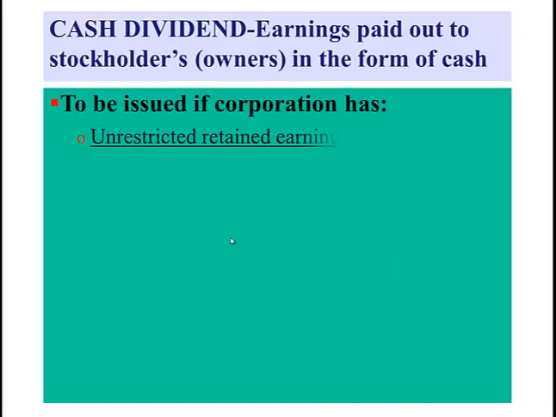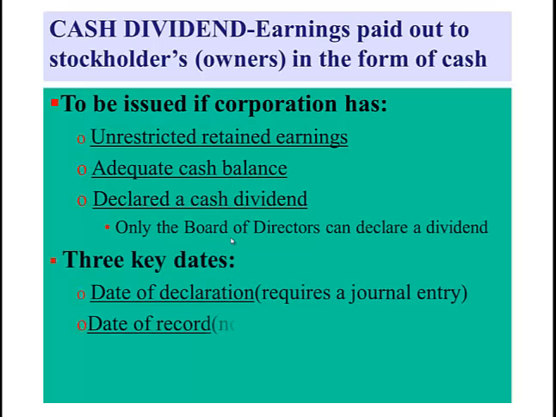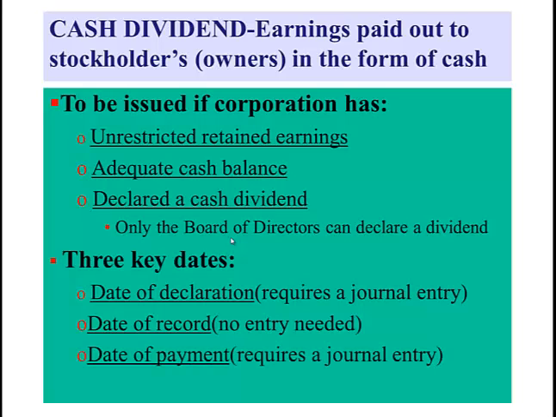Okay, so let's look at one type of dividend. It's called the cash dividend. Dividends come in many forms, but we'll look at the cash first. Dividends are earnings paid out to the stockholders or the owners, and a cash dividend is paid out in the form of cash. To be issued, a dividend has to have 3 conditions.